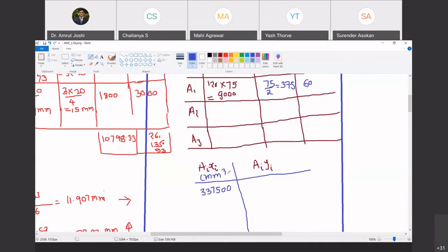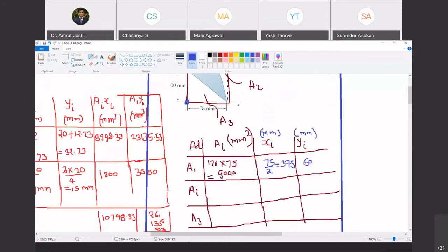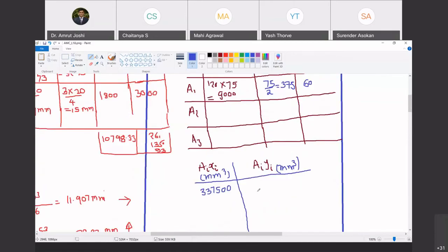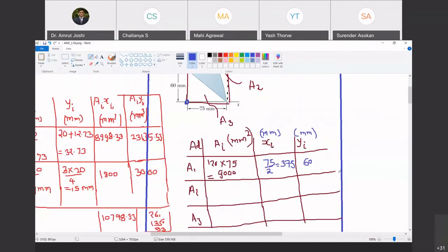Always keep track of units in mechanics. This is also going to be in mm cube. And what is that going to be? So 9,000 into 60. Tell me. So 5,40,000. Fine. Is it okay? Yes, sir.